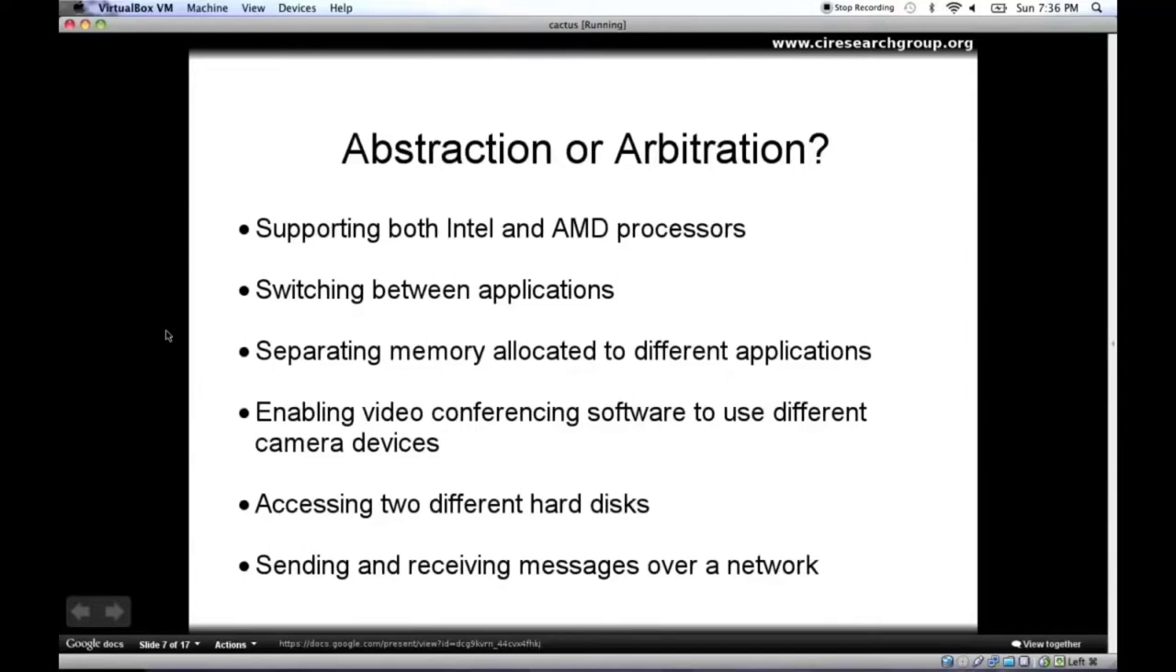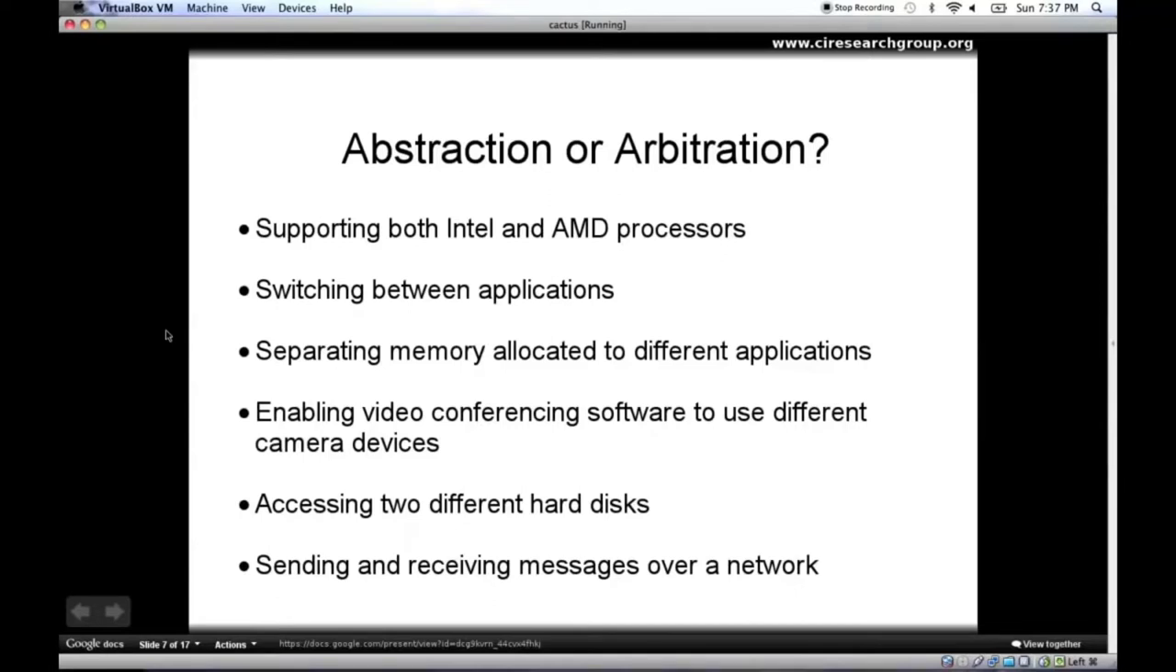Now, of these examples, do we have a situation where we have abstraction or arbitration? Well, first example: supporting both Intel and AMD processors. This is an example of abstraction. We don't have to write separate software for an Intel processor relative to an AMD processor, at least for 99.99% of applications. Simply write the application once, it will run on either processor.